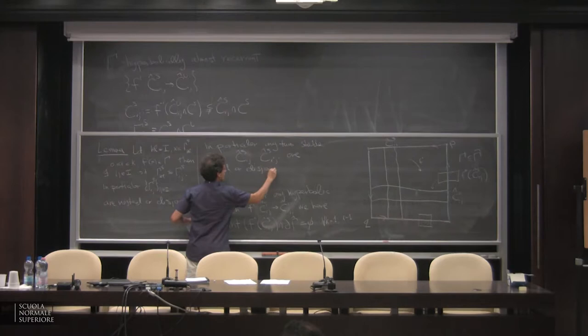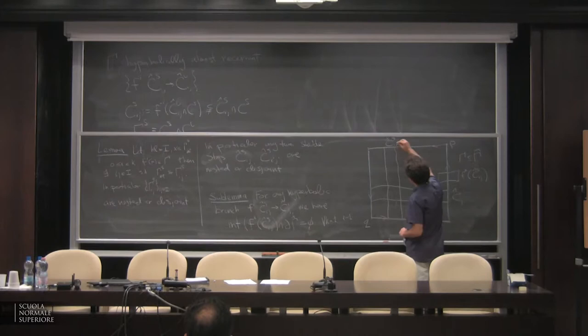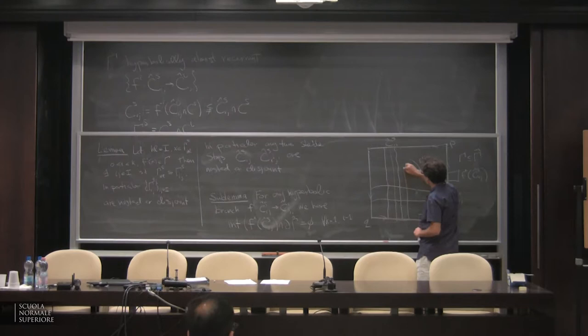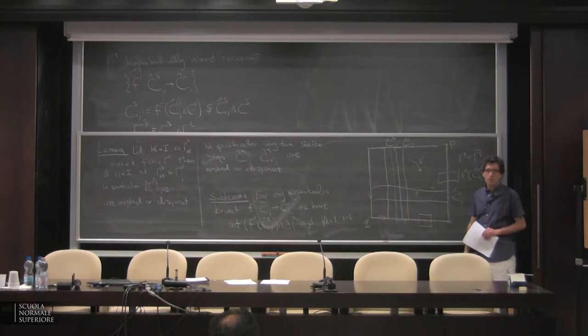Why is that so? Let's suppose that we have another stable strip here, and let's suppose that it looks like this. So these two stable strips overlap. This is C hat^s_{i'j'}. Why is this picture not possible?